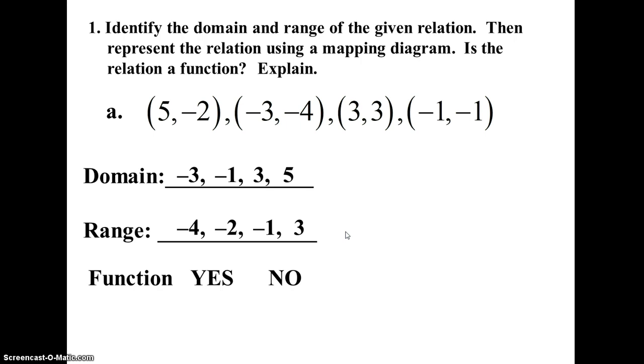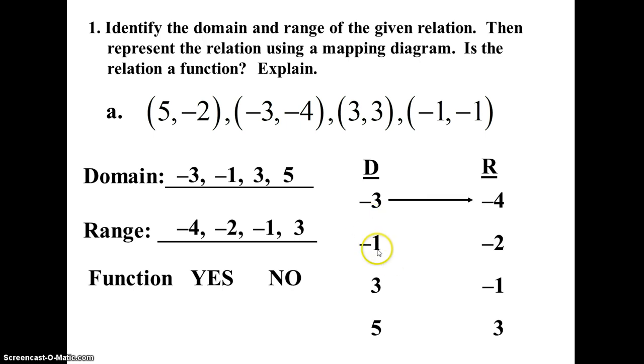So is this relation a function? Before we answer the question yes or no, it's nice to put our domain and our range values like this, ordered, and then draw arrows. This is called a mapping diagram. This -3 went with the -4. This -1 went with the -1. You can see from the ordered pairs up there. This 3 right here went to the 3, and the 5 was with the -2.